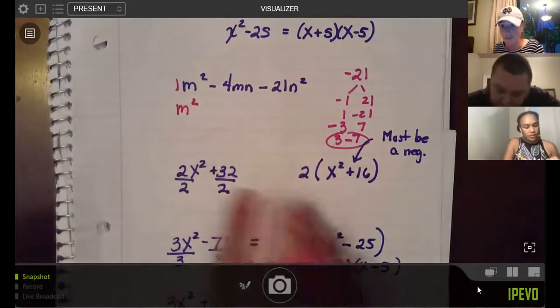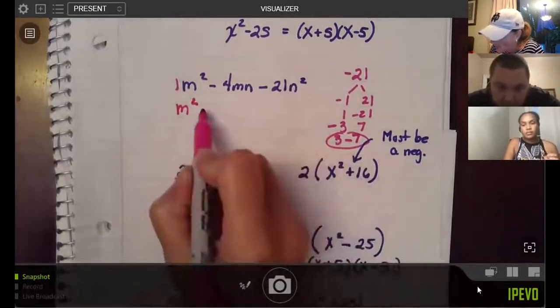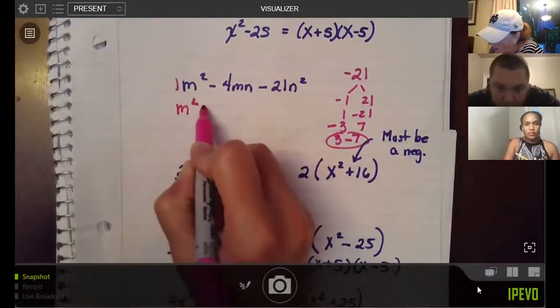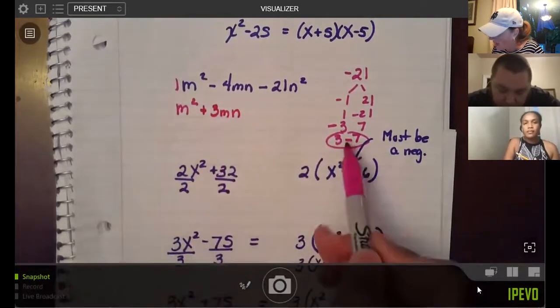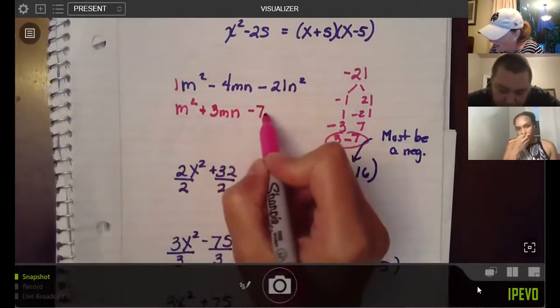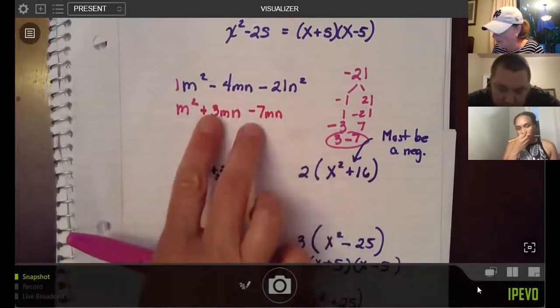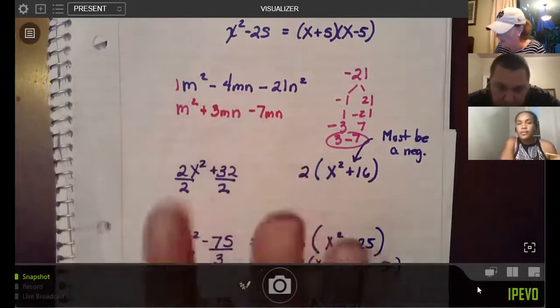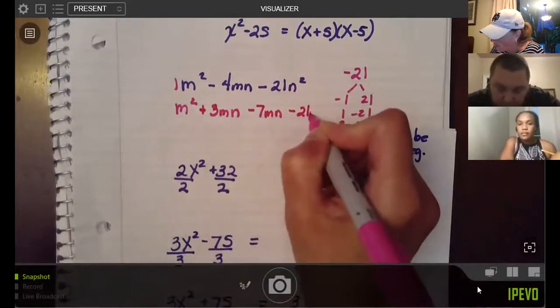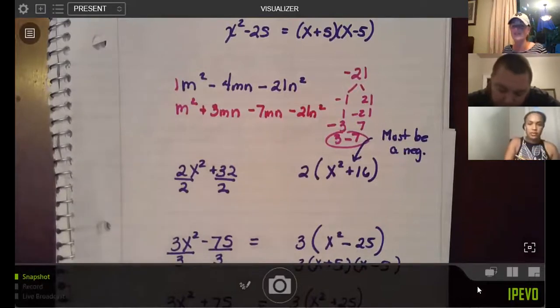Okay, so this is a really hard one, but we haven't done these ones yet, but this is fine. So it's going to be plus 3mn, right? And then minus 7mn, right? I just split this up where one's a positive 3, one's a negative 7. This is all going to come out in the wash. It's just mn. And then minus 21n squared, right? So you don't factor this. How many terms do we have? 4 terms. Box it and factor.